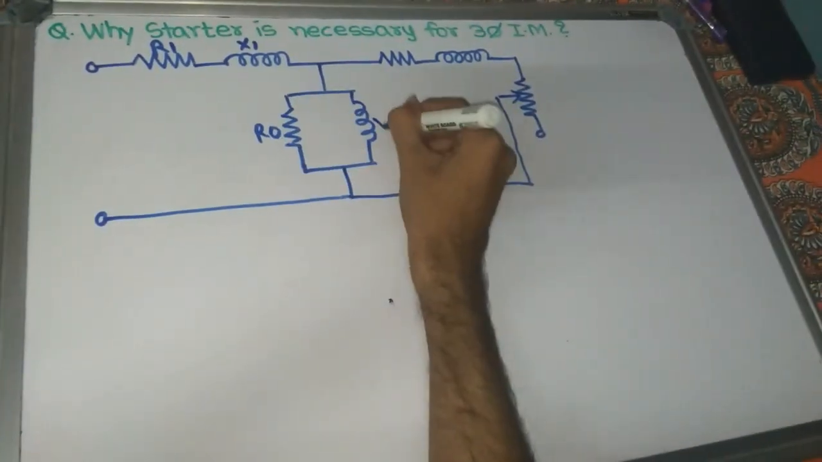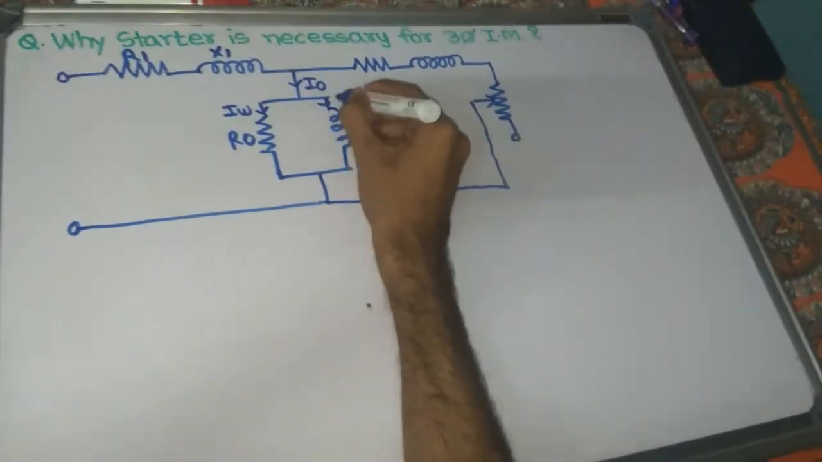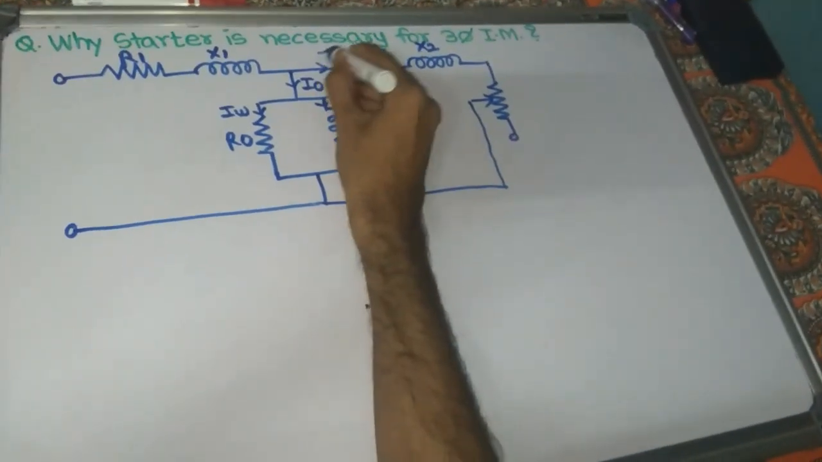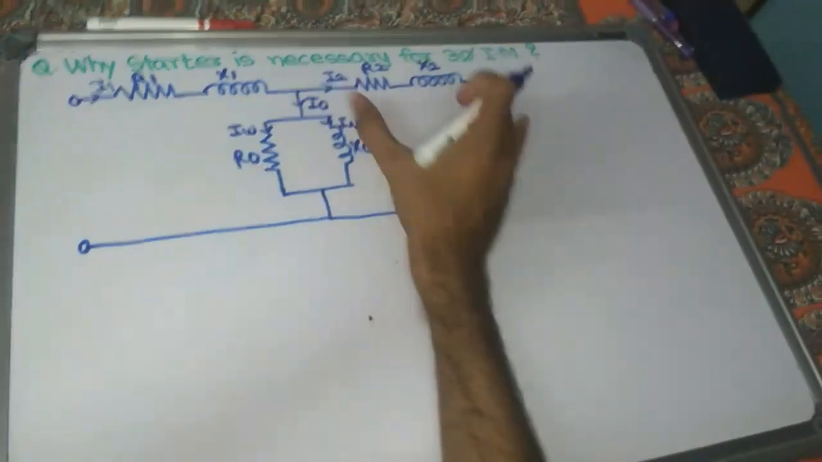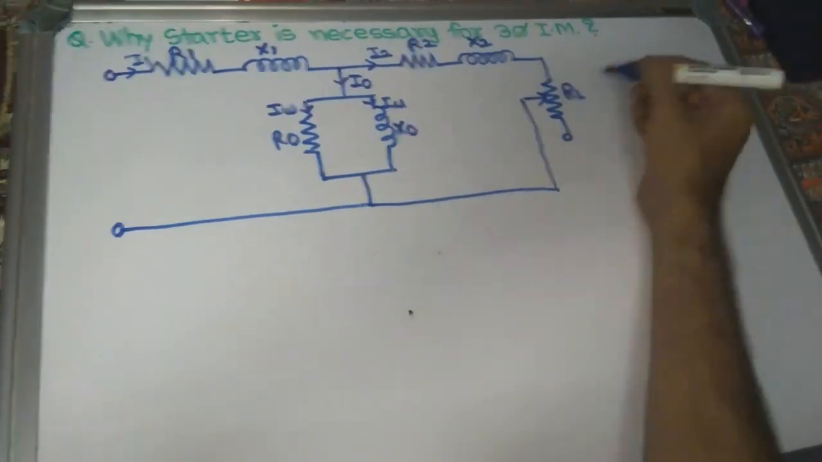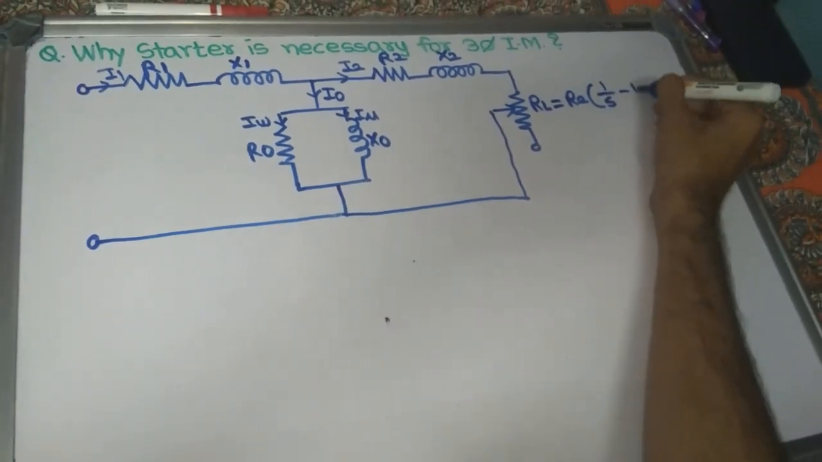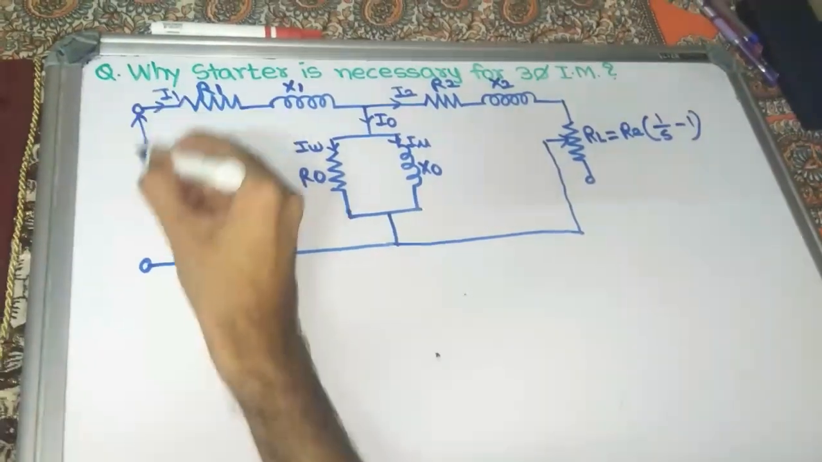So R1, X1, R0, X0, current I0 flowing through the shunt branch, IW, IMU, R2, X2. This current is I2, this current is I1. Why is this current I2? Because this is the stator side and this is the rotor side. Both sides are considered here. I have considered a common point in one circuit, and this is the load RL, which equals R2 in bracket 1 by S minus 1. And the applied voltage is V1.